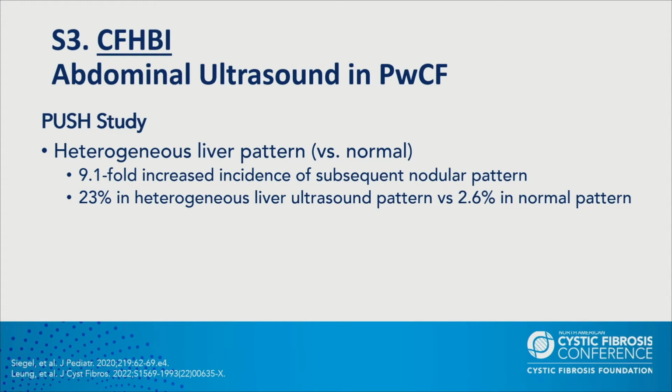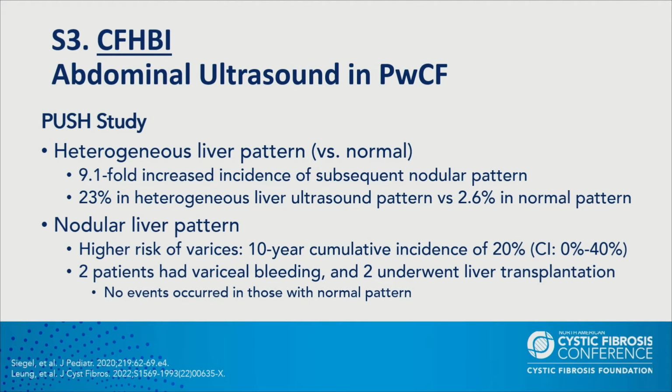The PUSH study, of course, which is a research protocol, has prospectively analyzed the utility of ultrasound. One recent study from 2 years ago showed that a heterogeneous liver pattern compared to normal had a 9.1-fold increase in incidence of subsequent nodular pattern on subsequent ultrasounds. And a study that has very recently been accepted and is in press showed that in patients who had a nodular liver pattern, there was a higher risk of varices subsequently over 10 years of up to 20%. And importantly, of that subgroup, 2 patients developed variceal bleeding and 2 underwent liver transplantation, while none of those events occurred in people who had a normal pattern.